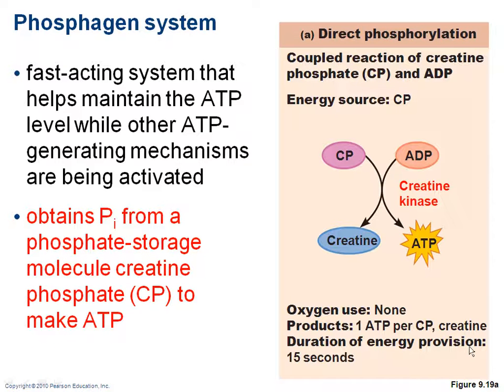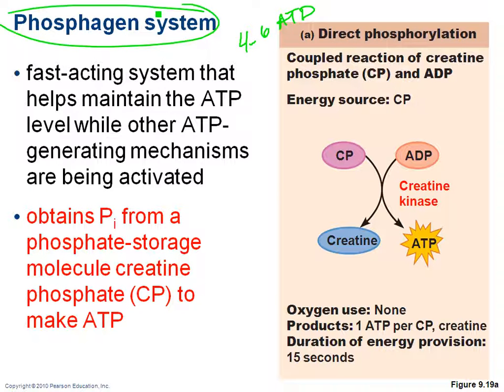Okay, so let's go back and just look at what I said was the first step. We said first we have 4 to 6 seconds. We have our 4 to 6 seconds of ATP. Then this phosphagen system is used. And basically it's stealing. We need a temporary supply of ATP until we can get enough oxygen to start cellular respiration.